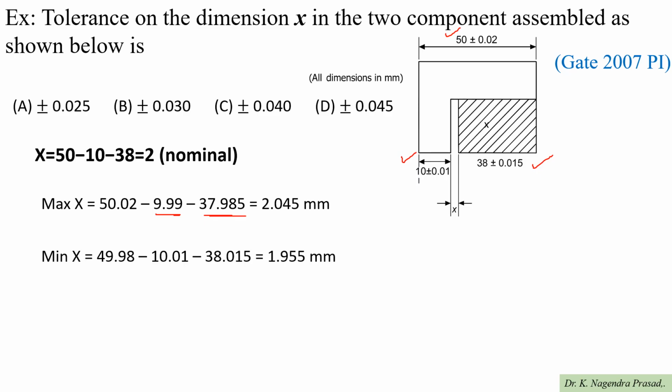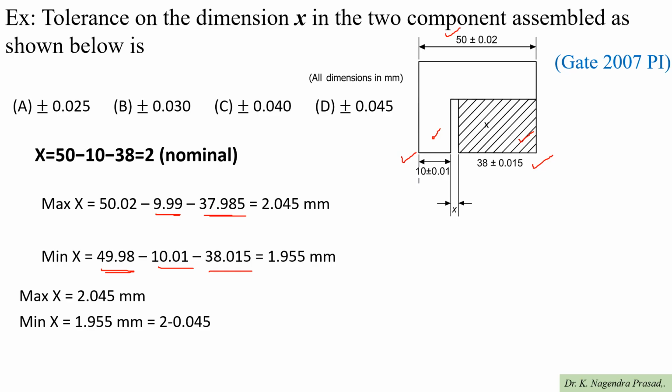Similarly, we determine the minimum X. So when is the minimum size possible? Minimum size of the overall length minus maximum size of the remaining two individual lengths. That is the minimum size is 50 minus 0.02, which is equal to 49.98, and maximum size of the first component length is 10.01 minus maximum length of the second component length, that is 38.015. So this minimum X will become 1.955 mm.